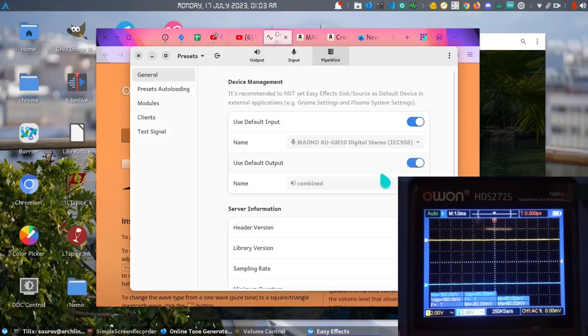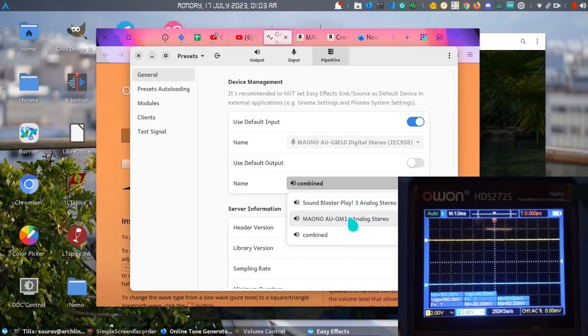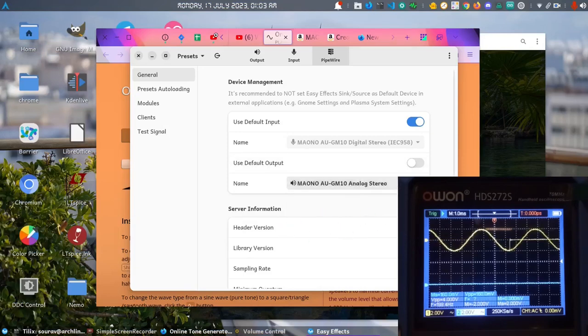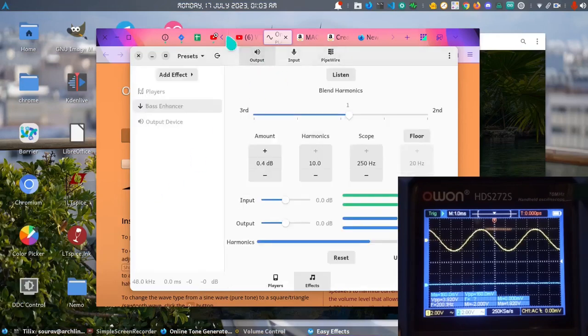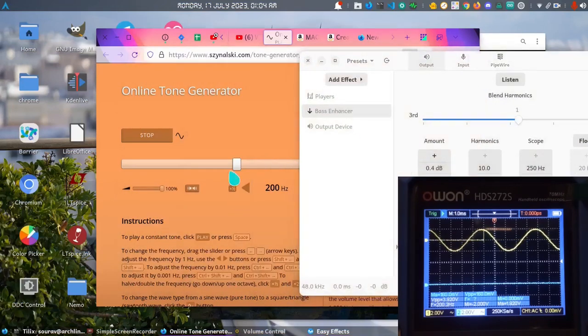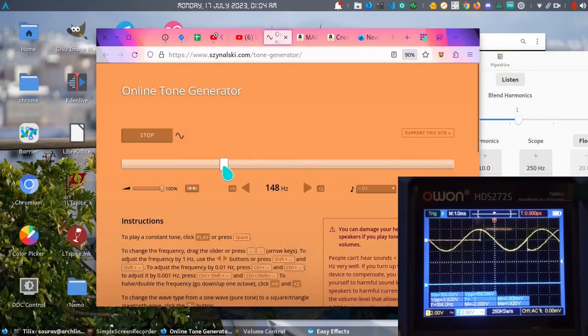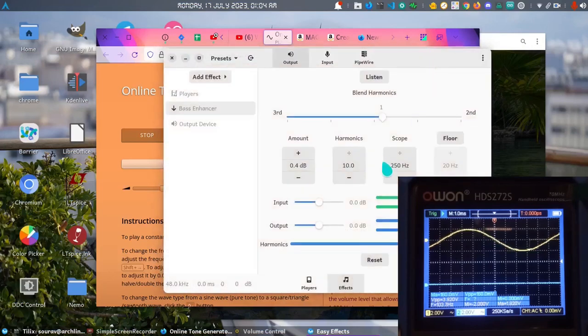So what we have to do is turn this off, and we can select any one sound card. Let's say I use the Maono, because the Maono can represent the low frequency better. So I selected the Maono, and we are generating 200 Hertz. Let's bring it down to 100 Hertz and see what happens if we boost the bass.